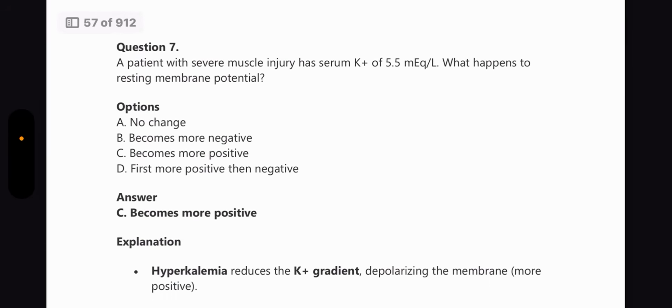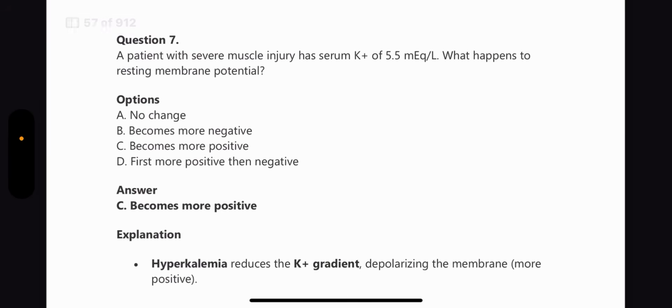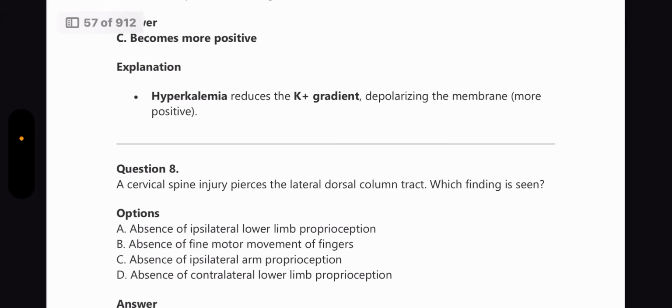Next, a patient with severe muscle injury has serum potassium of 5.5. What happens to the RMP? Answer is it becomes more positive because hyperkalemia reduces the potassium gradient, depolarizing the membrane, making it more positive.